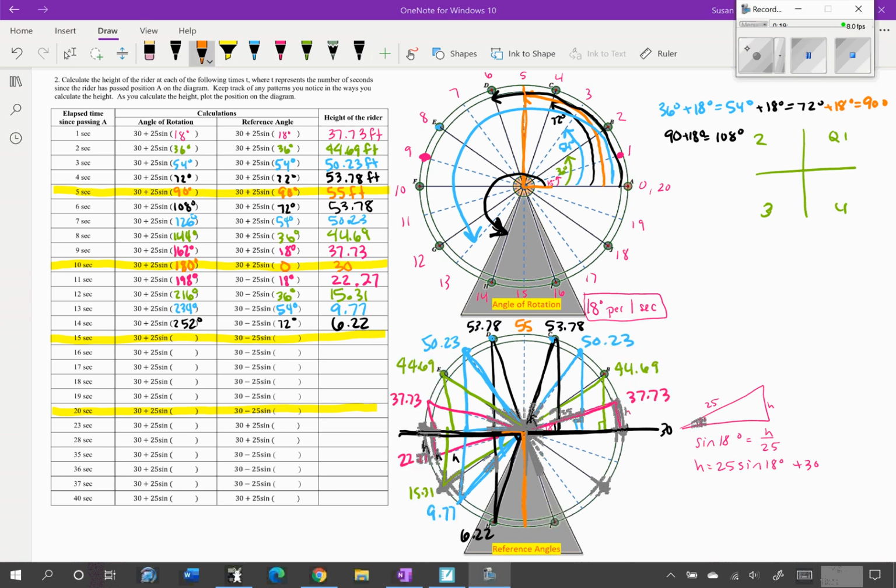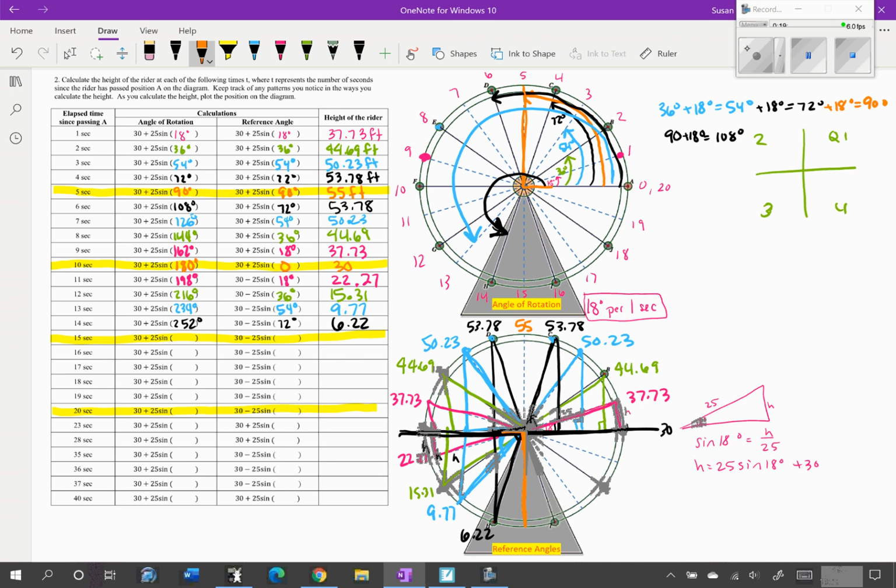So I put the heights in just so you can see what's happening with the angle of rotation and the reference angles. The heights in quadrant 1 and 2 gave us the same thing. So that means in quadrant 3 and 4, we should get the same heights because it's below the 30. Of course, we have our next reference angle, which is at 15 seconds.